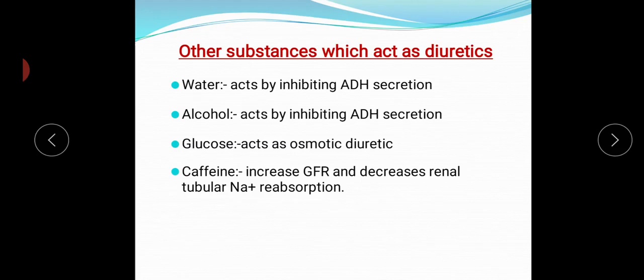That means if there is an excess of glucose, mainly seen in severe diabetes mellitus, where much of the glucose is not able to be reabsorbed from the proximal tubules, it will act as an osmotically active particle and prevent water reabsorption. Then caffeine may also act as a diuretic by increasing the GFR and by decreasing renal tubular sodium reabsorption. So these are all about the diuretics.